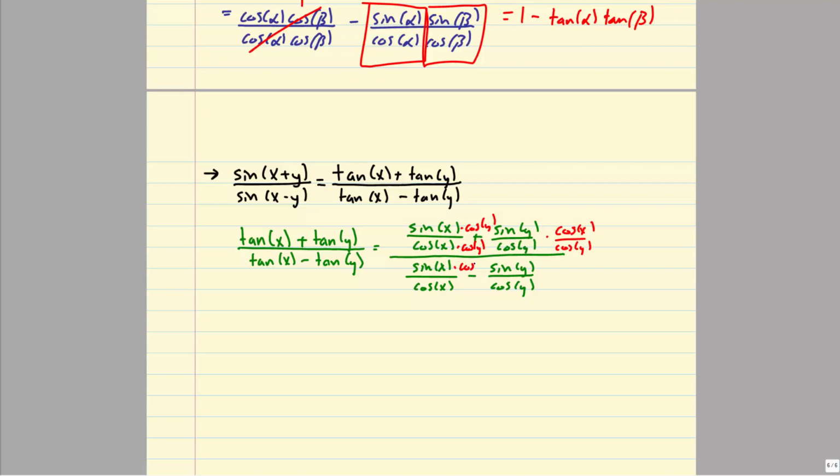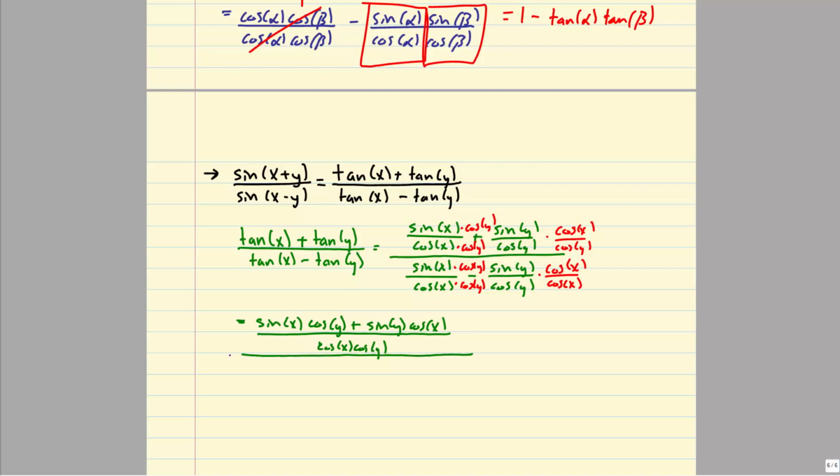Okay, here we have cosine y that we're missing top and bottom. Here we're missing cosine x top and bottom. So this is equal to sine x cosine y plus sine y cosine of x, all over cosine x cosine y. Okay, so that's one fraction. Now to kind of keep track, I'd make this fraction bar bigger so we can definitely see the difference between the upper and lower fractions.